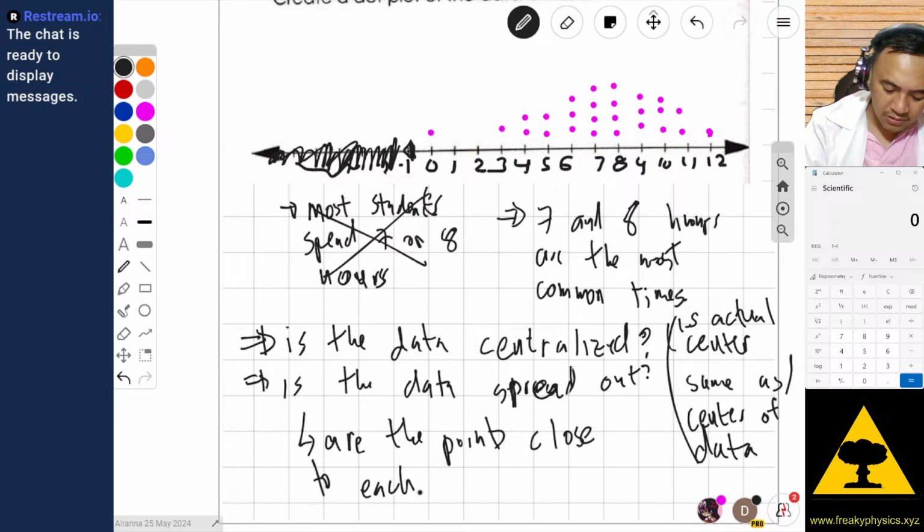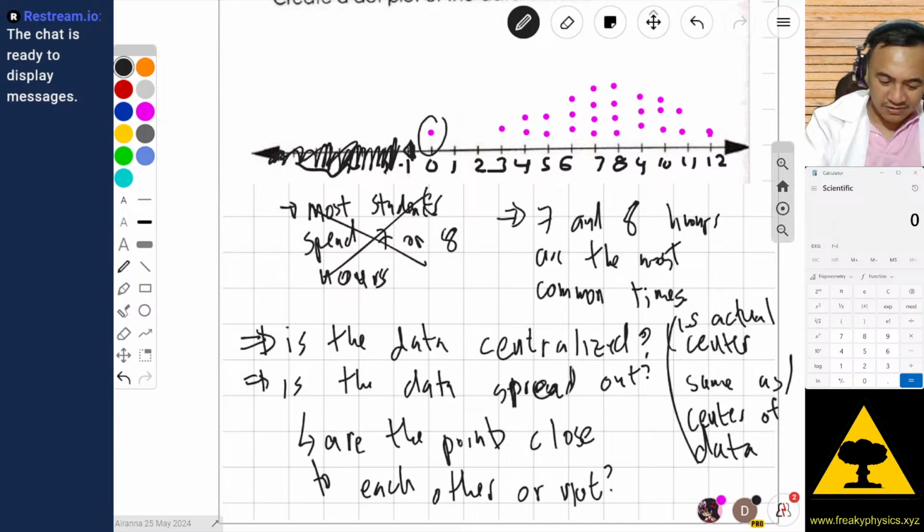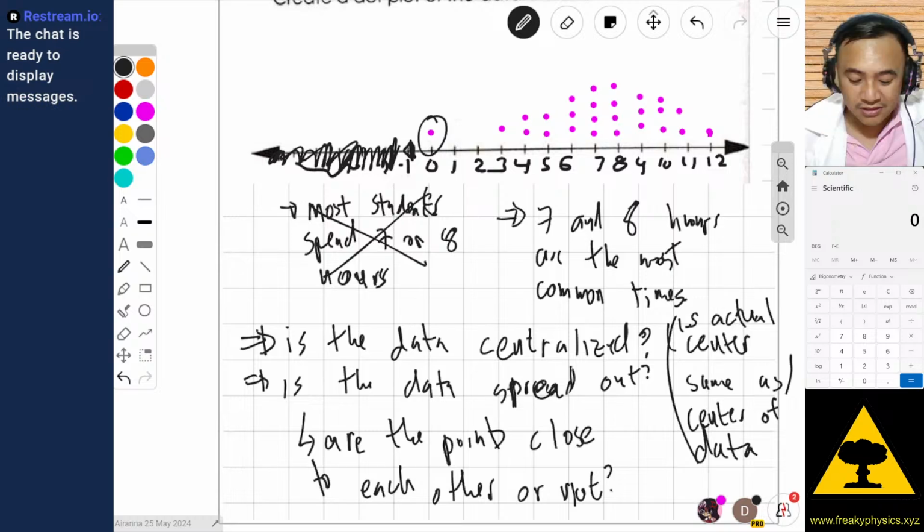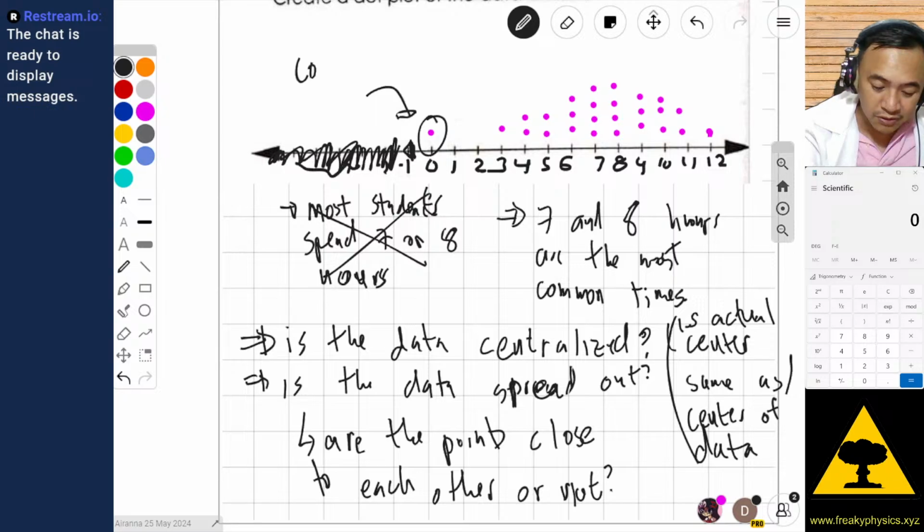Are they close to each other or not? They're close besides 0. Okay, so you can say that 0 is not close, but everything else seems to be close, right? So in this case, I'm just going to say that 0 could be a weird point, or a strange point. Now, let's take a look at what this means.